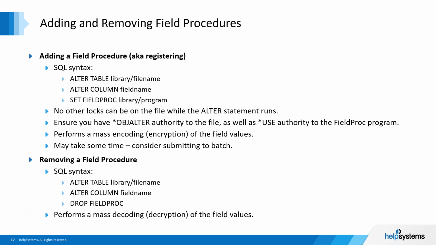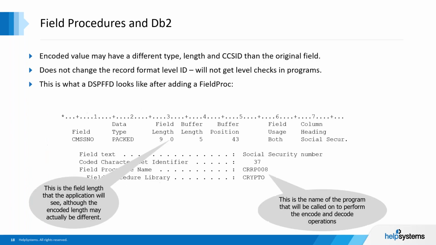In a similar vein to adding a field procedure, you can also remove a field procedure, again by dropping it using the alter table statement. As with encryption, adding encrypted records, decryption requires a mass decoding of those field values. So when you remove a field procedure, the operating system and the database will put all of the field values back into the human readable format. And again, that has the same time considerations and availability considerations as when you were putting the field procedure on in the first place.